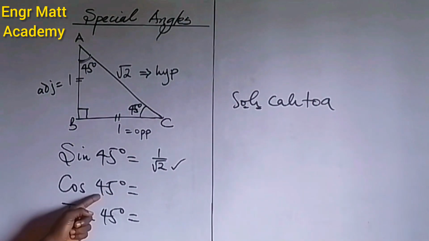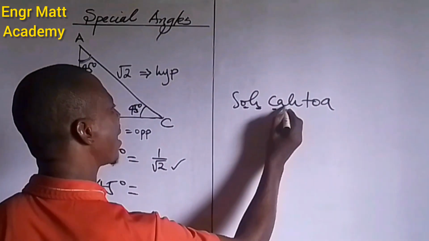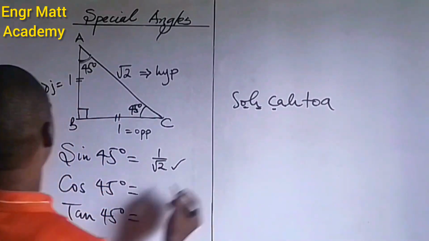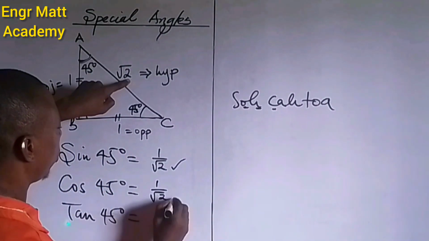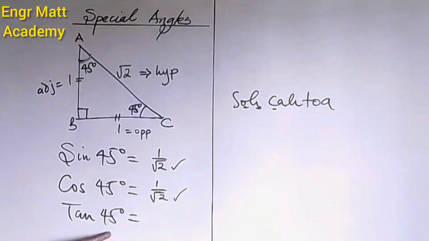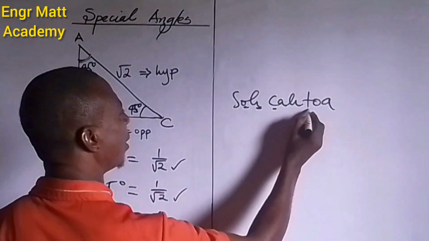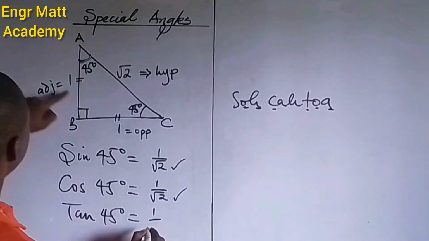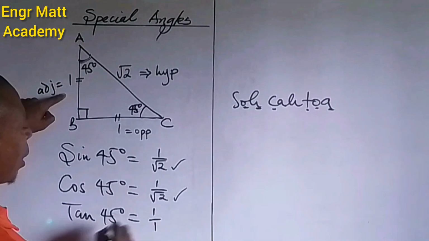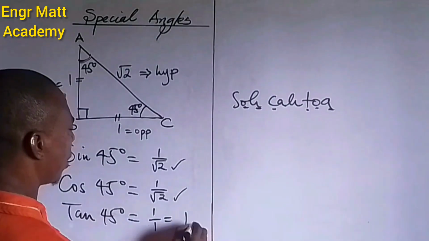What about cos 45 degrees? Cos na adjacent over hypotenuse. Adjacent na 1. Hypotenuse na root 2. What about tan 45 degrees? Tan na opposite over adjacent. Opposite na 1. Adjacent na still 1, so 1 over 1. So this one na just 1.